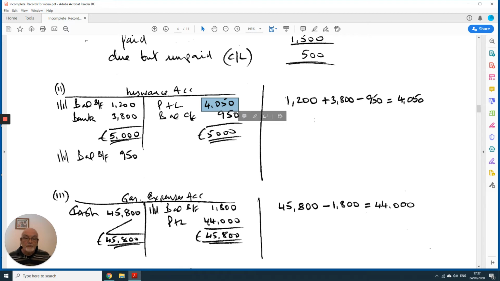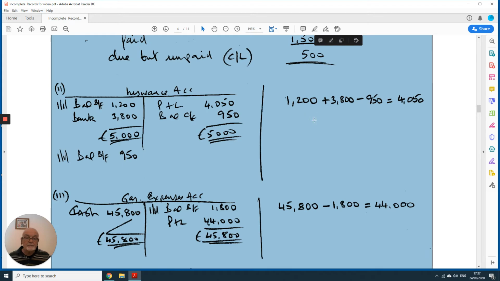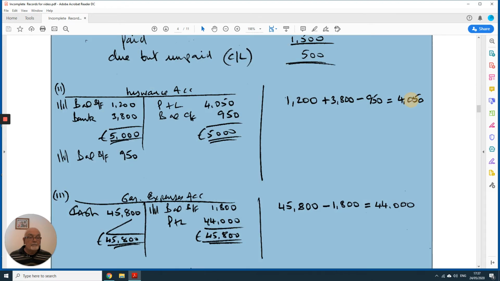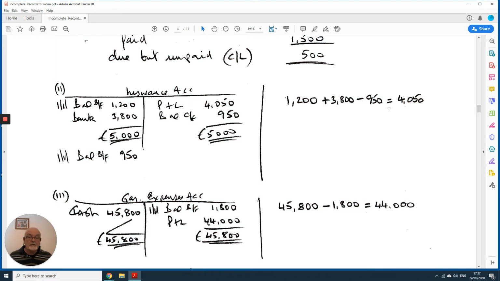If you don't like the T account, you can try plus and minus, and we can say that we started the year with €1,200 worth of insurance that had been paid last year that belongs to this year. This year we paid 3,800, 950 euro of which belongs to next year, so 4,050 euro is the charge for insurance in this year's profit and loss account.